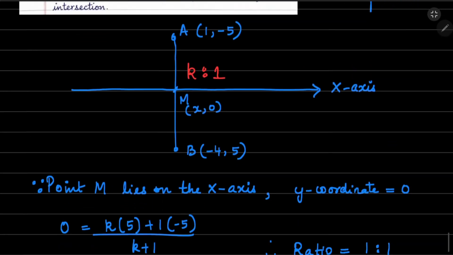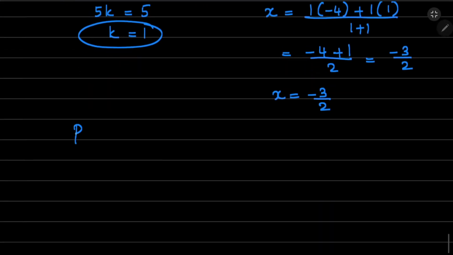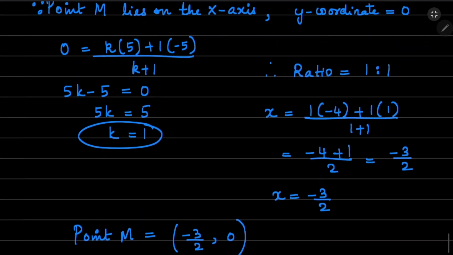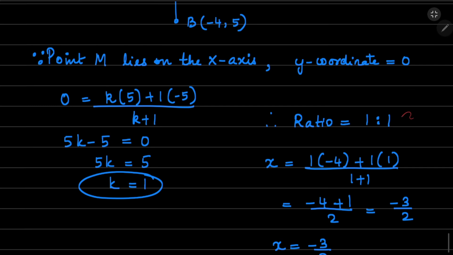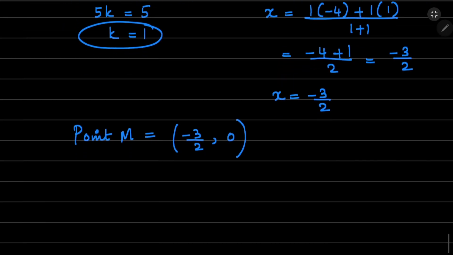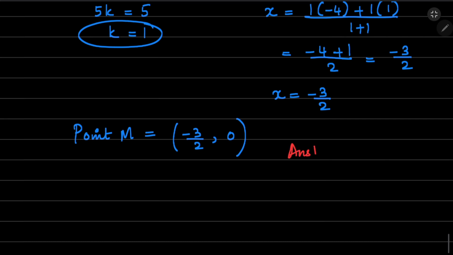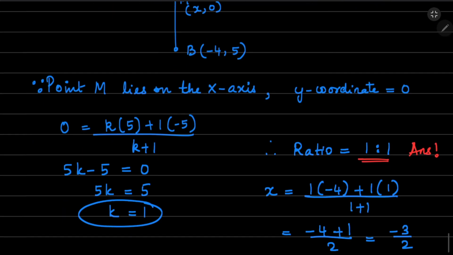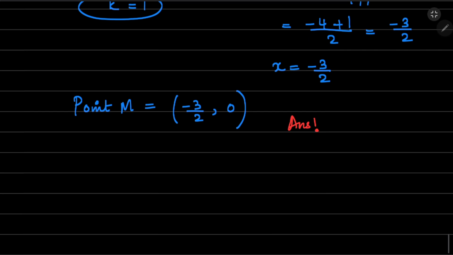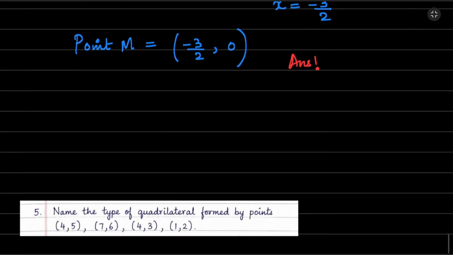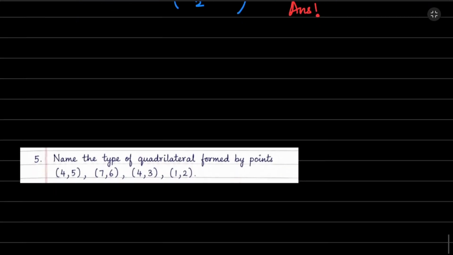So what is the point M equal to? X comma 0, that is minus 3 by 2 comma 0. And this is the required ratio we have already written. This is also an answer. So you have to find the ratio. The ratio is 1 is to 1. And the coordinates of the point M, the point of intersection, have also been found as minus 3 by 2 comma 0. Let's move on to the next question.